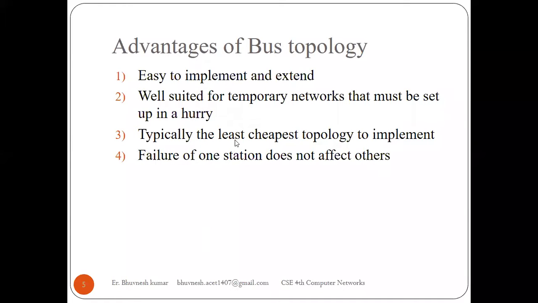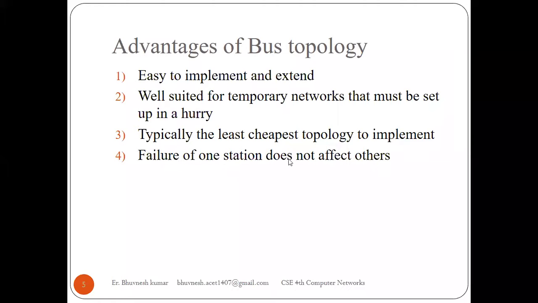Then third, it is typically the cheapest topology to implement. Less cable, less wire will be used, because the main wire is your backbone, and further your nodes are connected with that backbone. So less wire will be used in this topology.